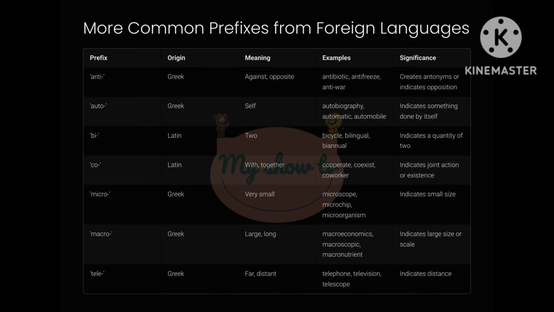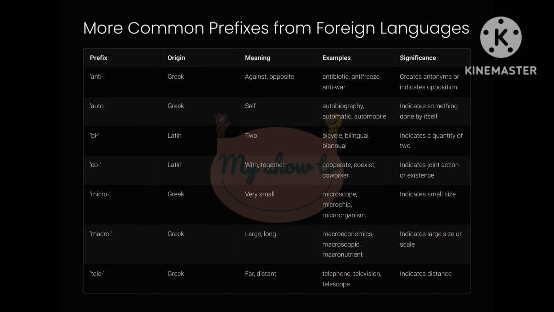Now, let's explore some more common prefixes, this time with origins primarily in Greek. 1. Anti, Greek, means against or opposite. Like un, it often helps create antonyms or indicates opposition. Examples include biotic becomes antibiotic, against life bacteria, freeze becomes antifreeze, against freezing, and war becomes anti-war, against war.